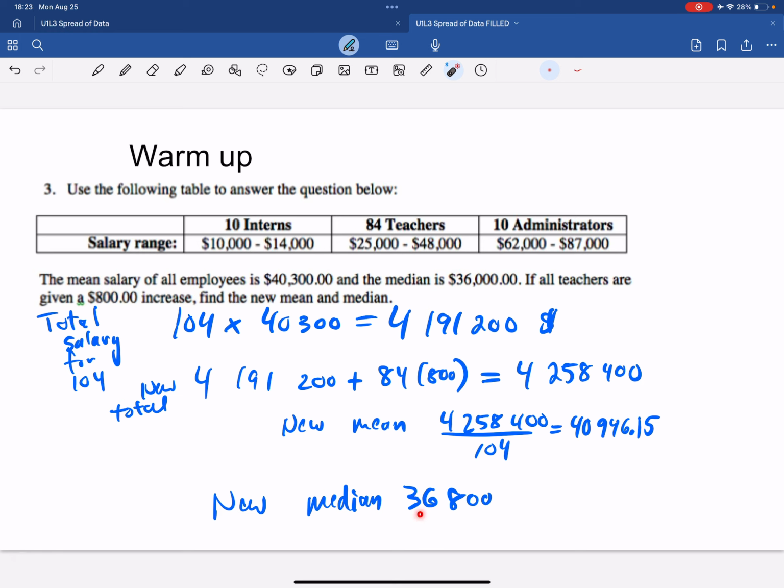The new median, and this is a property of medians. Well, actually, I should take that back. The new median is going to be 36,800. The reason we know that is because if we look at the 104 employees, we have 10 making the low end, teachers making the middle end, and so the median value is going to be in the teacher salary, somewhere in here. And we know it's 36,000. If every one of the teachers gets an $800 increase, then every salary gets an increase, so the median salary will get increased by 800. Hopefully that makes sense.